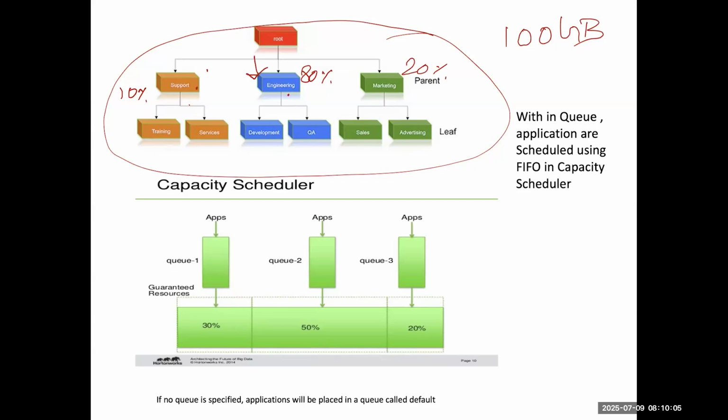So we have assigned the resources something like this: 80% to engineering. Once we assign it, only 20% of the cluster can be used by the marketing team, 10% by the support team, and 80% by the engineering team. And further, if you want, you can divide, let's suppose that development should use 60% of this resource and QA should use the other 40%. In this way you can further create queues and divide this 80% or 80 GB of your resources between development and QA.